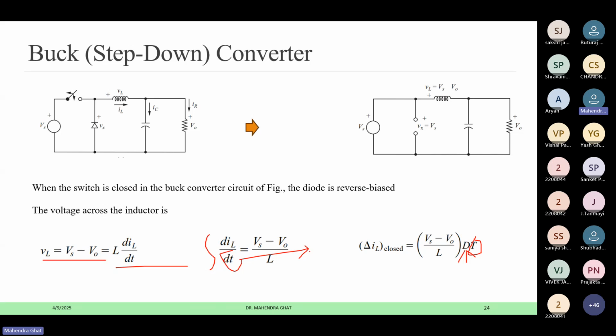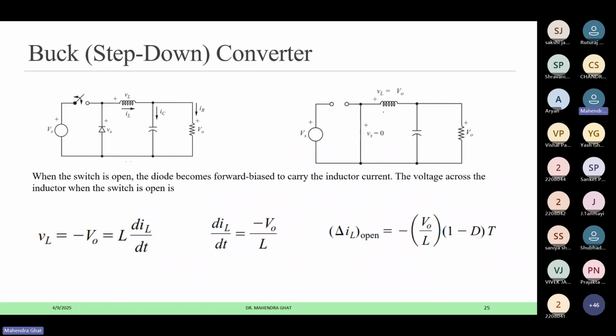Similarly, when the switch is open, the equivalent circuit is this one, and the voltage across the inductor is minus Vo, which is nothing but L diL by dt. If I simplify, diL by dt is equal to minus Vo by L. If I take dt to the other side and integrate on both sides, I get delta IL open as minus Vo by L into (1 minus D) into T. I asked you to try these equations at home. Hope you have all tried, and if you have any doubt, you can ask.